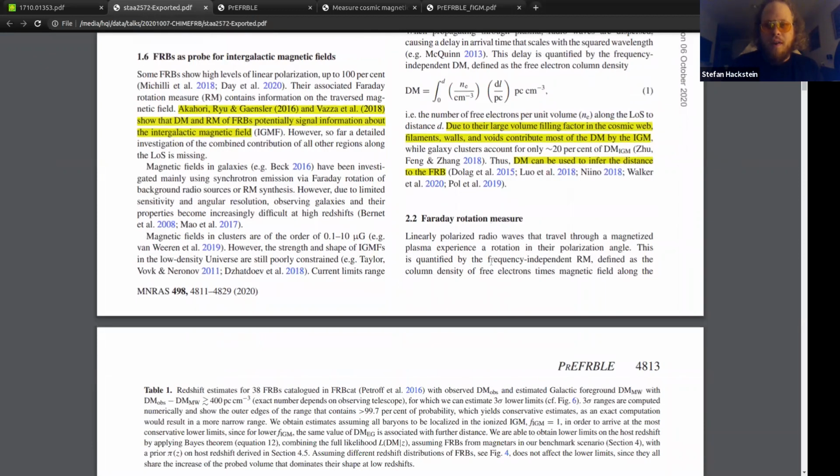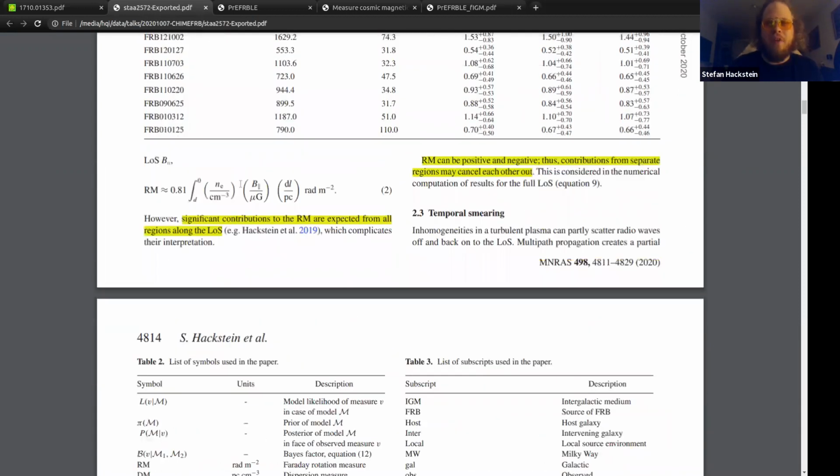Furthermore, we are looking at the Faraday rotation measure, and this gives us information about the magnetic field along the line of sight. Now, the problem in interpreting rotation measures is that significant contributions are expected from all of the regions along the line of sight. And if we want to learn about one region, we have to account for them all. To make this even more complicated, the RM can be positive and negative, and thus different regions can cancel out each other. We actually have to account for this in our calculations, and yes, we do so.